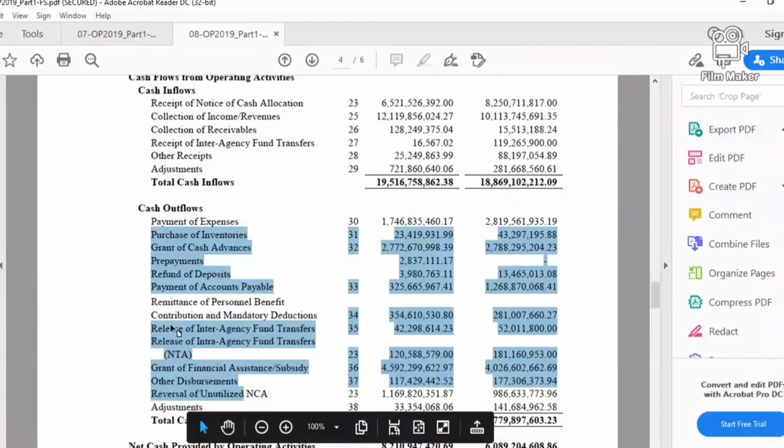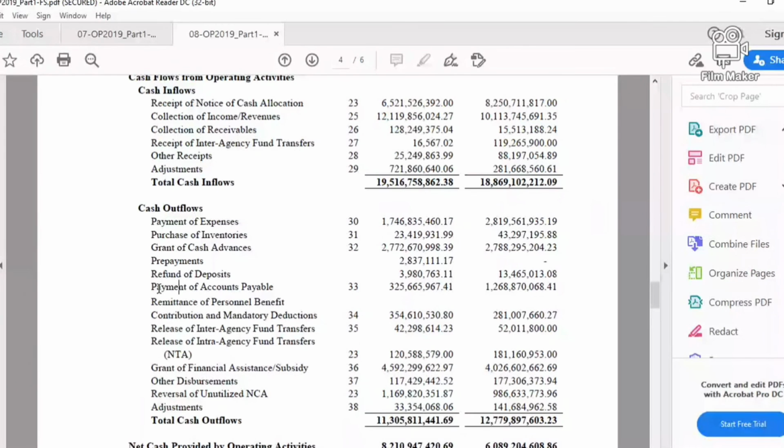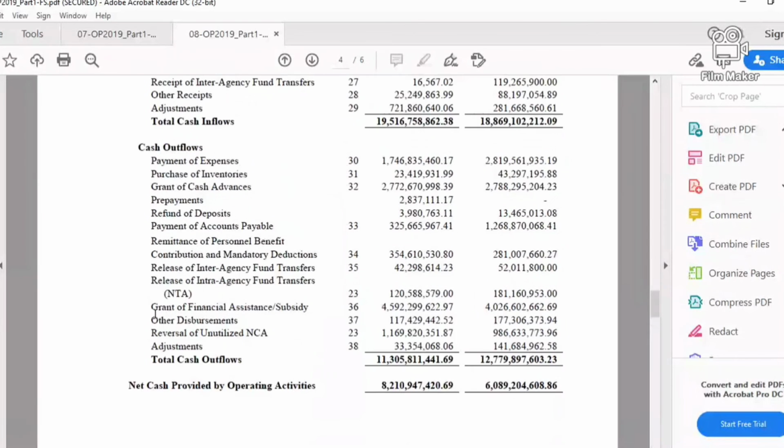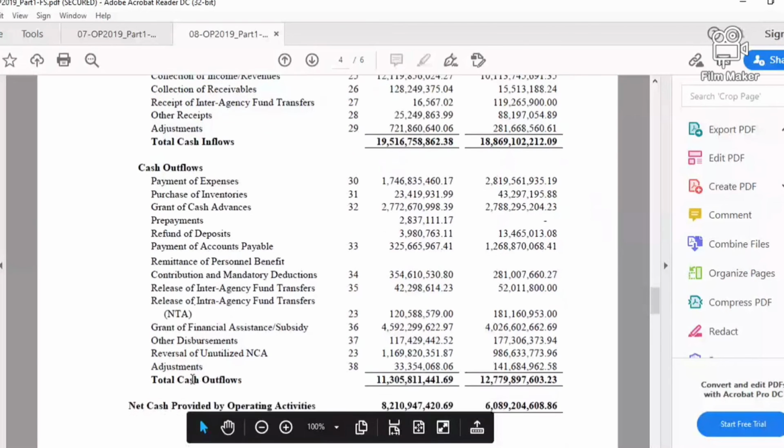Makita mo, guys, marami ditong unique or sa government agency mo lang makikita. Katulad nitong release and or transfer of NPA, reversal of unused NCA, receipt of NCA. So, yan. Mga unique. So, next natin, ito po yung tinatawag nating direct method. You see the inflows and outflows sa operating activities.